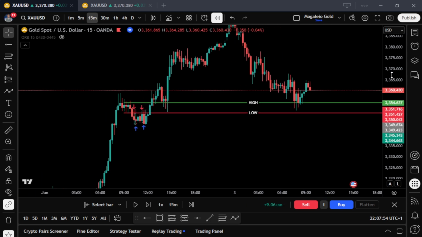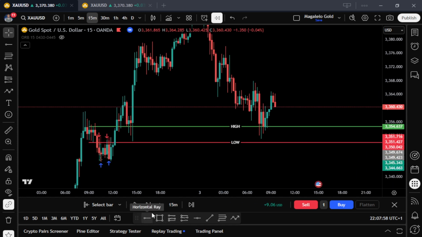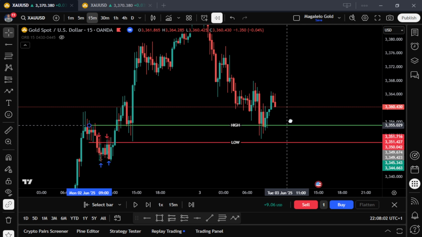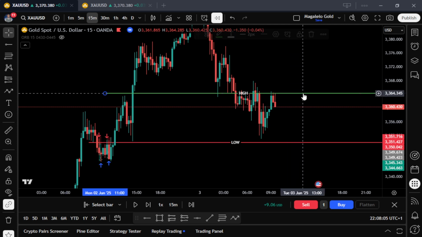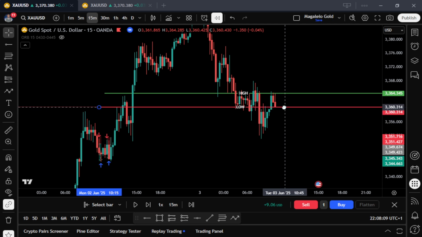So mark out our high and our low. Let me even just take out this line we've drawn and just put it here. This is our high and this is our low for the second day.